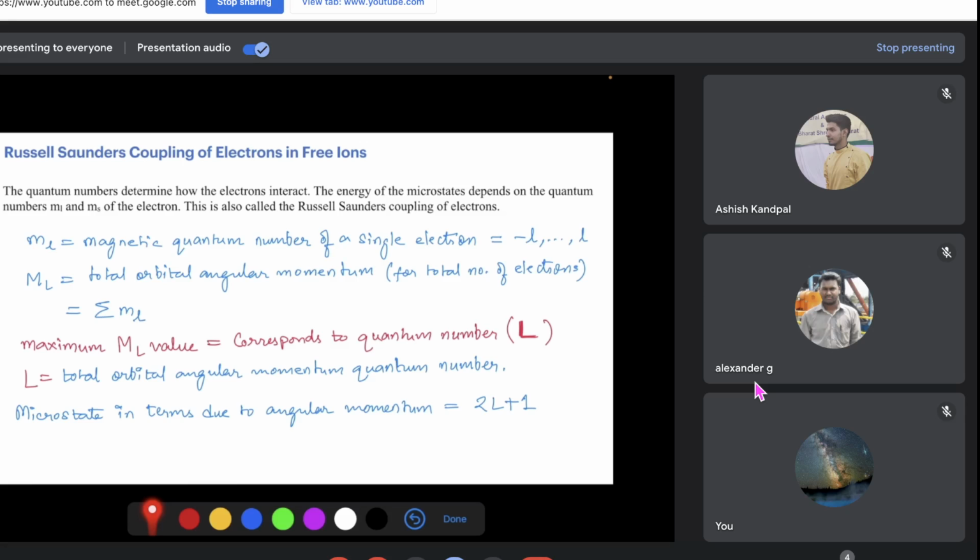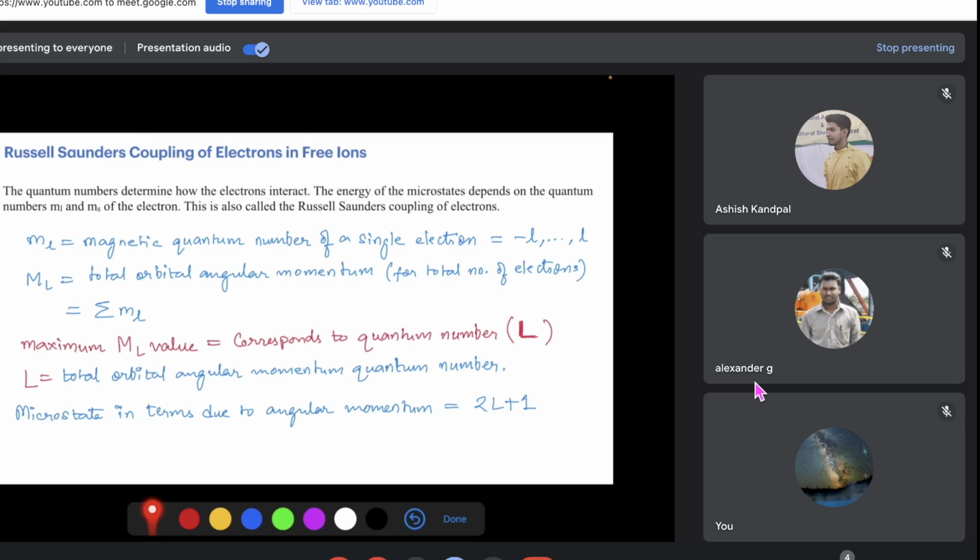In the first row transition series, the spin-orbit coupling, that is the J coupling, can generally be ignored. For elements with atomic number greater than 30, the spin-orbit coupling becomes more significant, and the JJ coupling scheme is used there. But here we will see the LS coupling. The quantum numbers determine how the electrons interact; the energy of the microstate depends on the quantum numbers ml and ms of the electron.